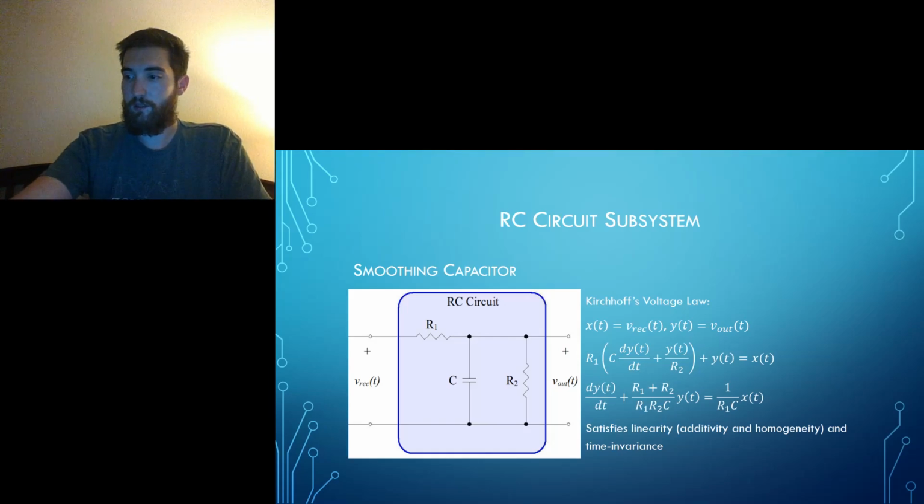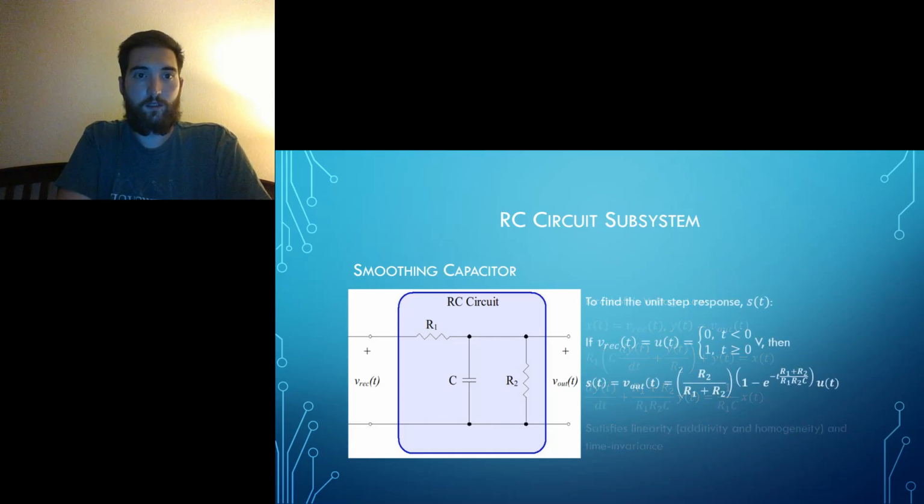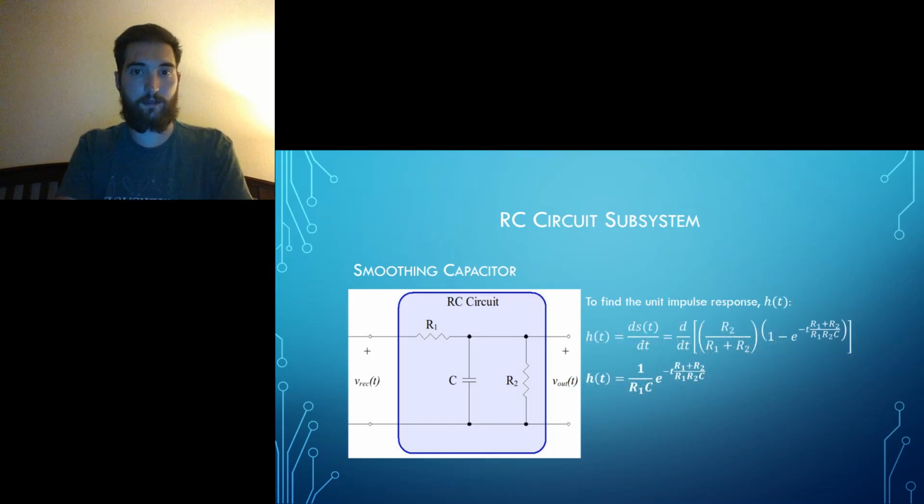Time invariance, it is also time invariant. A shift in the input will produce the same shift in the output. In the pre-work, we were given Vrec to be the unit step function. So using that, you can find the unit step response of the smoothing RC circuit as S(t). And then you can take the unit step response and find the unit impulse response by taking the derivative of S(t) to get H(t), which is shown here.